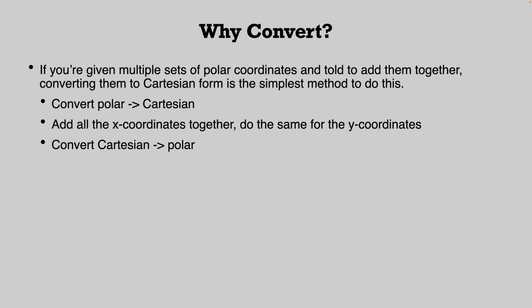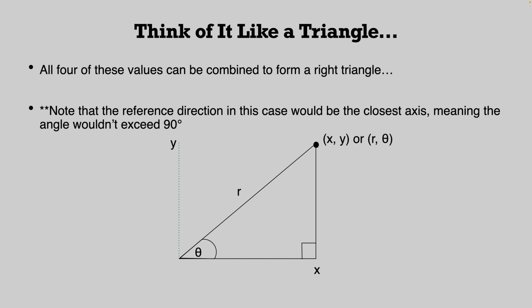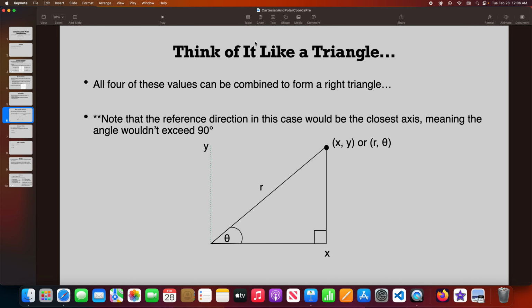So a way to think about it is like a triangle, and it'll come out here again. So we have our cursor. All four of these values you can combine to basically form a right triangle. The important note is that the reference direction in this case would be the closest axis, meaning that the angle wouldn't exceed 90 degrees, because otherwise you couldn't form a triangle with it.